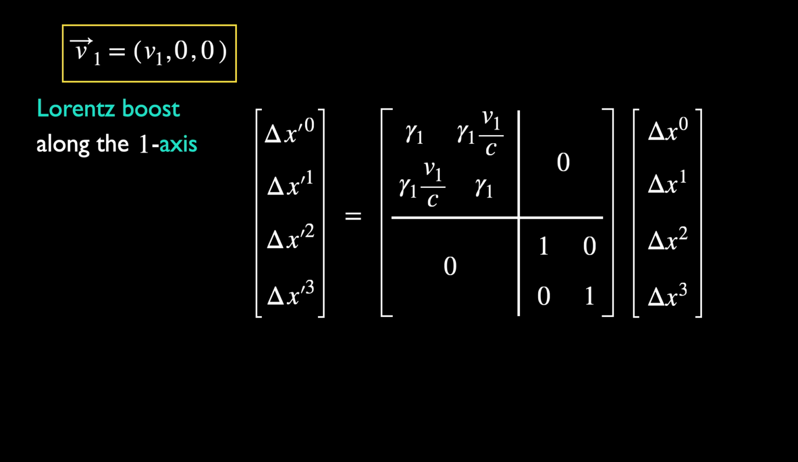And in 4 dimensions, the second and third components are unchanged by this identity submatrix. We denote this matrix as lambda 0, 1, since it only mixes the 0 and 1 components. This transformation carries only one parameter, v1.